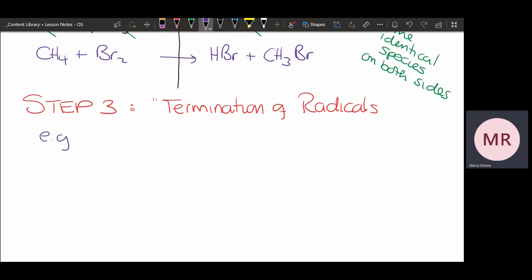So this is unpredictable, exactly what happens. You just get one radical. So let's say one of the bromine radicals happens to bump into another bromine radical. Actually, I'll put the dot on the other side.